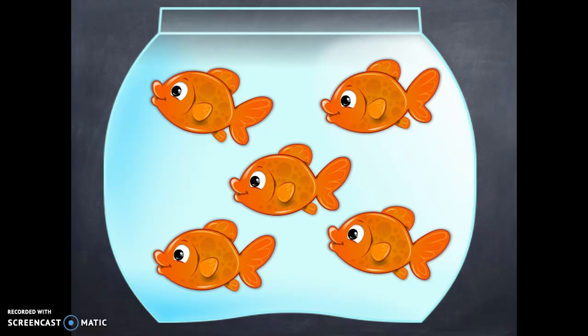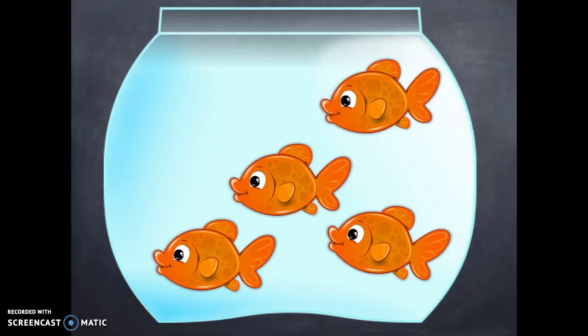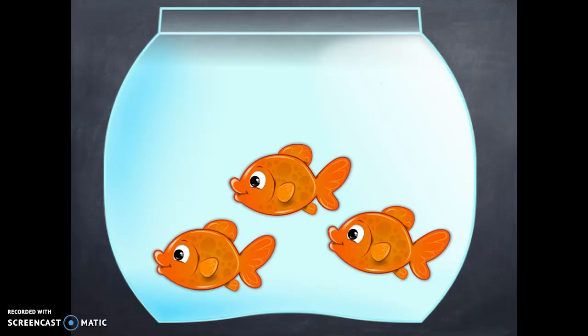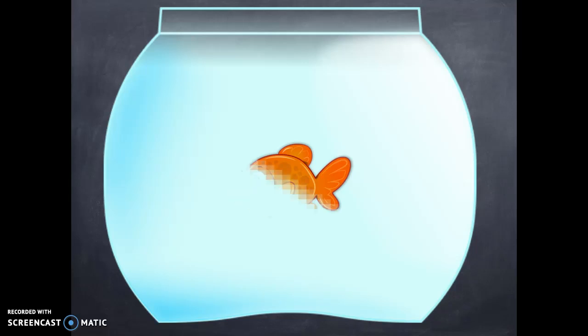Perfect. 1, 2, 3, 4, 5. Now I have 5 fish and I want to get to zero. So I'm going to go ahead and take fish away, and as I do, I want to stop when I get to 0 fish. So I'm going to take fish, and you yell stop when I have 0 left. Ready? Here we go. 1, 2, 3, we're getting close, 4, 5. Oh, good job. Thanks for telling me to stop.